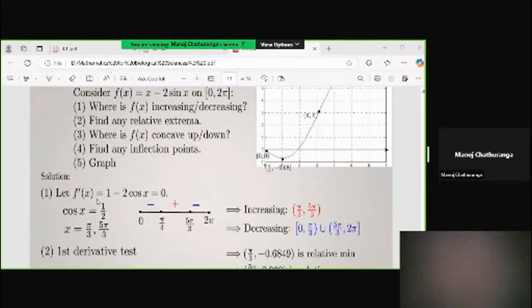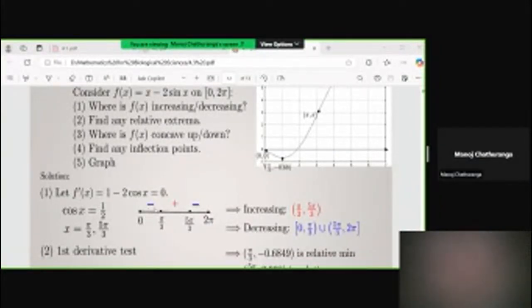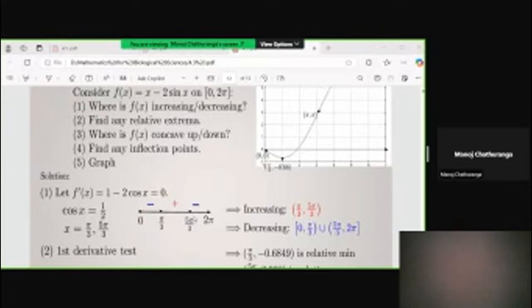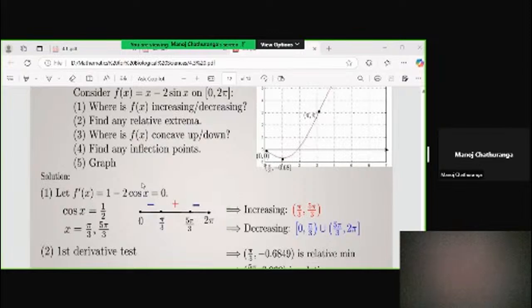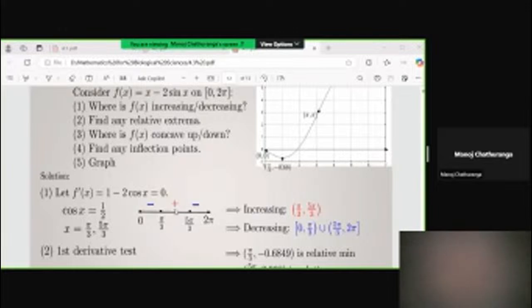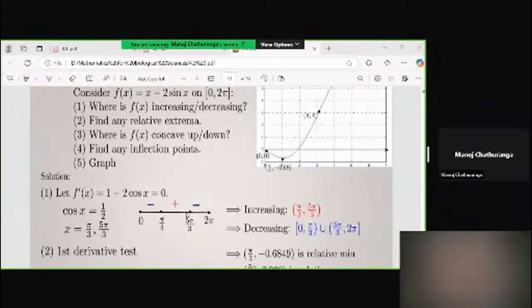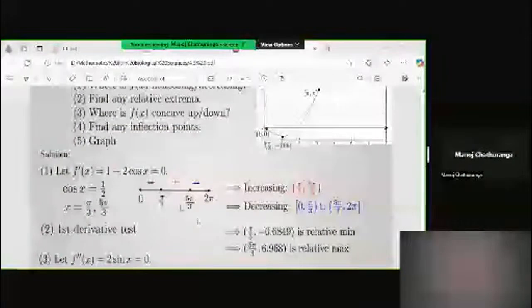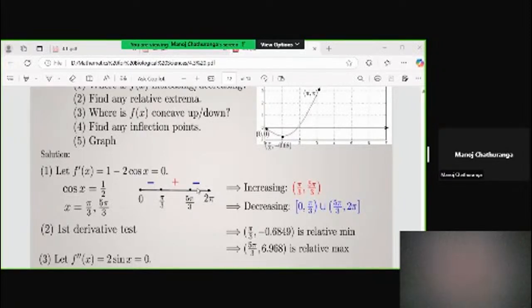I'm sorry, the derivative is negative there, and at pi by 3 it is 0. Between these two numbers, cosine x is smaller than 1/2, so the derivative is positive. After 5 pi by 3, again cosine x is bigger than 1/2, so the derivative is negative. The best way to see this is to draw a unit circle.